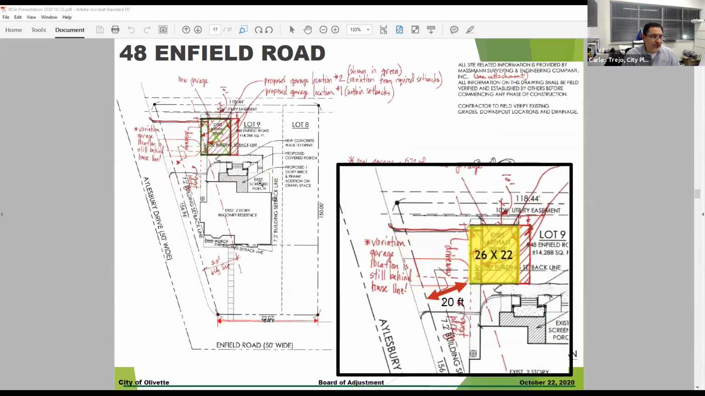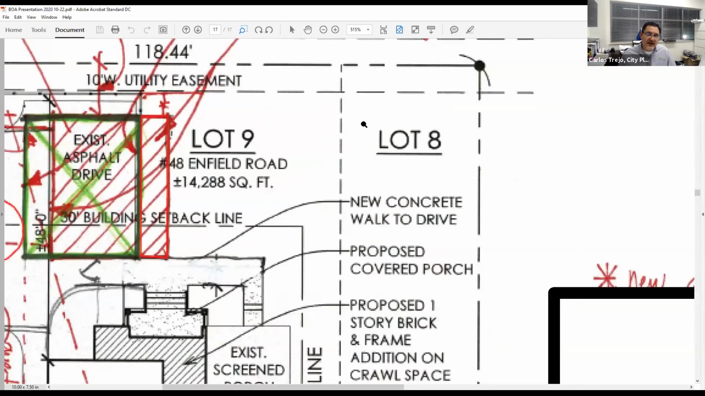It is trapezoidal, so it does have a unique shape. But there is 70 feet along the western side, which is Infield, and about 118 on the eastern side, which is considered the rear. When you look at it, and again, if there's something that we're missing, there is that much property back here to shift the building and be out of the setback. Okay.